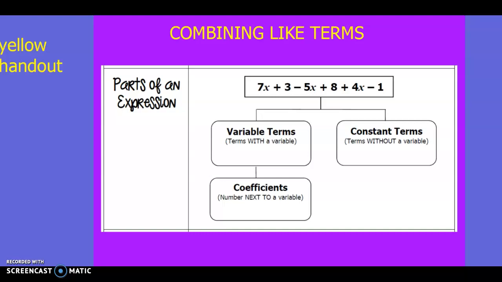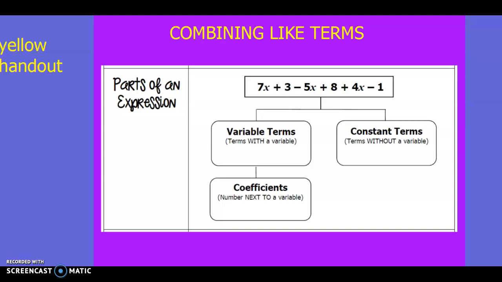Today we're going to talk about combining like terms. To get started, let's review the different parts of an algebraic expression. Remember, an algebraic expression is an expression that has letters in it, or variables, and also sometimes numbers.